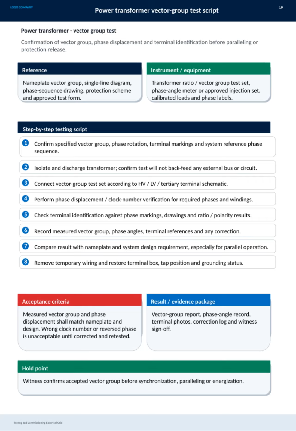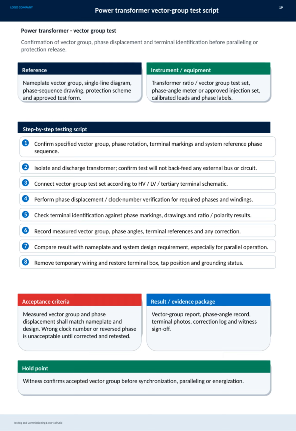On this slide, we focus on the power transformer vector group test, a crucial step in testing and commissioning the electrical grid. This test confirms the vector group, phase displacement, and terminal identification before paralleling transformers or releasing protections. Starting with the references, we rely on the nameplate vector group, single-line diagram, phase sequence drawing, protection scheme, and approved test form. The instruments needed include a transformer ratio and vector group test set, a phase angle meter or approved injection set, along with calibrated leads and phase labels.